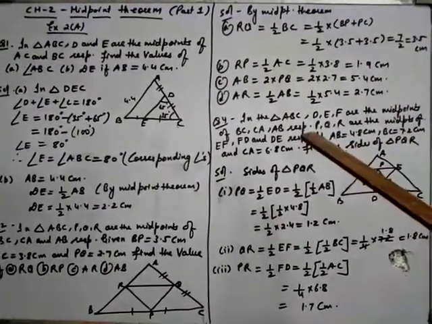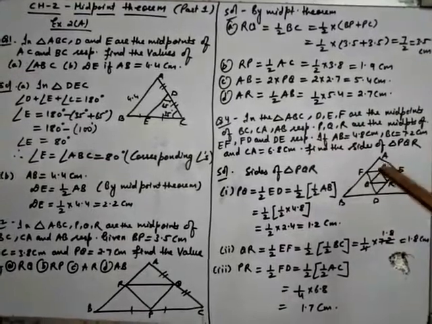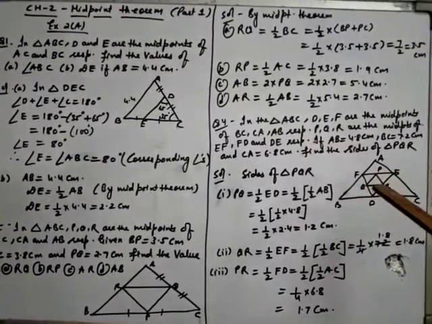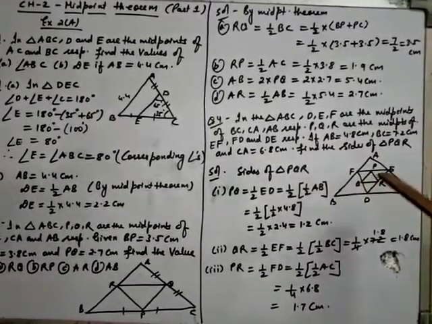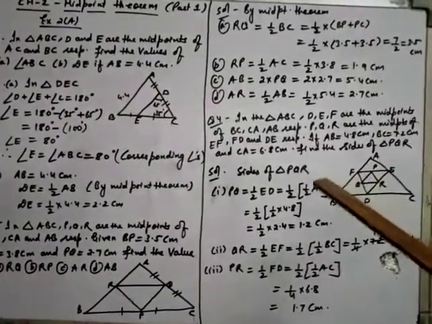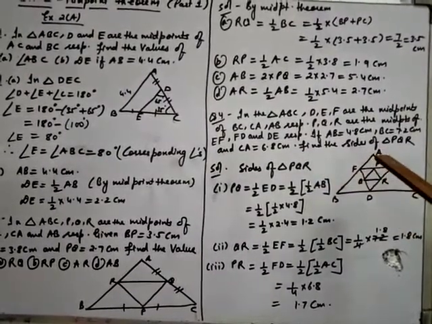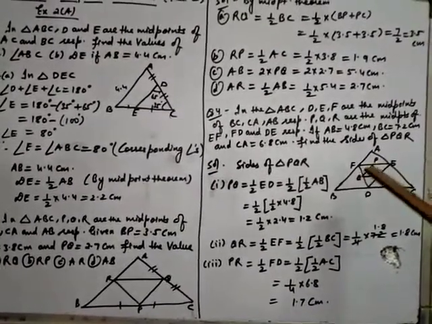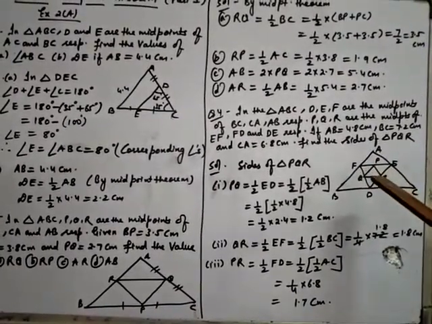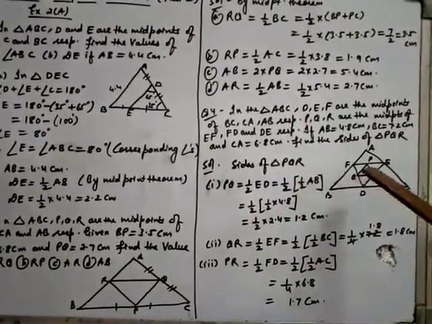Now question number 4. In this triangle ABC, D, E, F are the midpoints of sides BC, CA and AB respectively. Next, P, Q, R are the midpoints of the sides of triangle DEF, and the measurements of AB, BC and AC are given. We have to find the sides of the smaller triangle PQR, which are PQ, QR and PR. So first we find PQ.